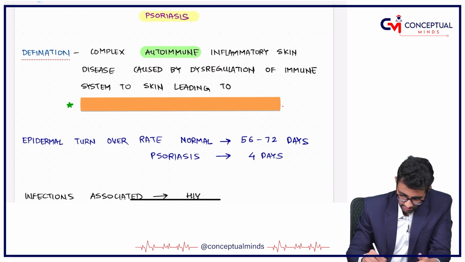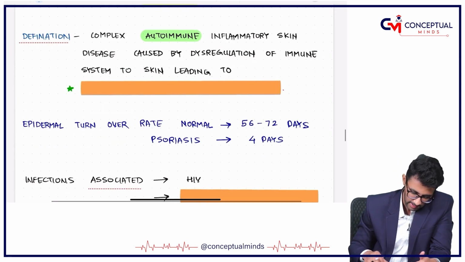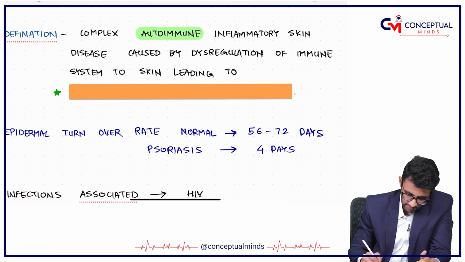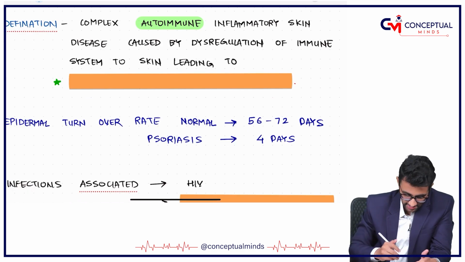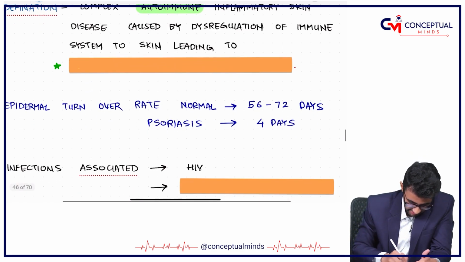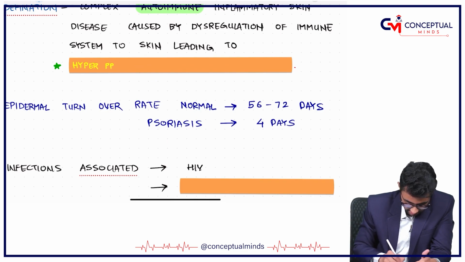The next question is why is it actually happening? Dysregulation of the immune system in the skin, leading to hyperproliferation of the cells, right? That would be the answer over here. Hyperproliferation of cells of the epidermal layer.